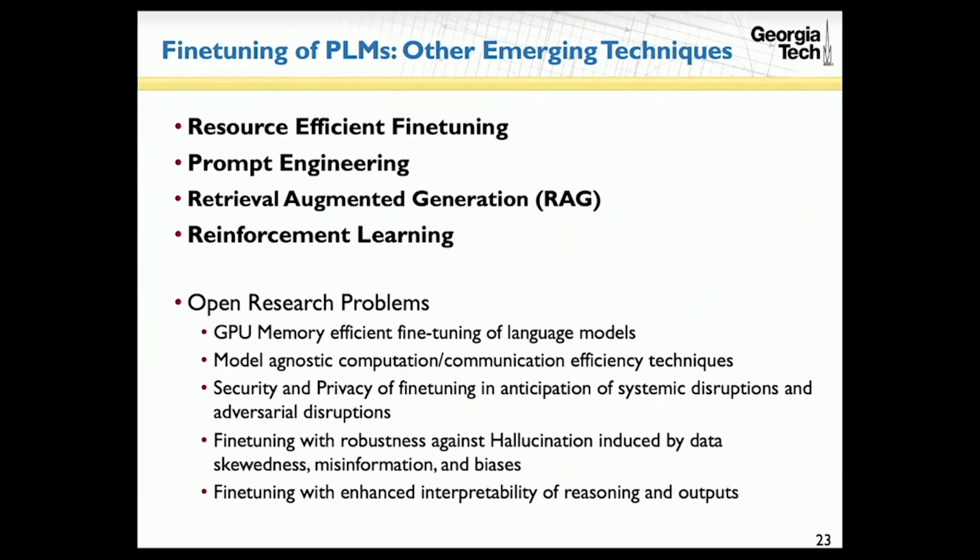Basically, in addition to GPU memory efficient fine-tuning, there are also a number of other things. One is that if the fine-tuning data can only be collected over a population of edge clients, then centralized fine-tuning would no longer be possible. Therefore, federated fine-tuning becomes a very important direction. And those fine-tuning methods need to be not only computationally efficient, but also communication efficient.